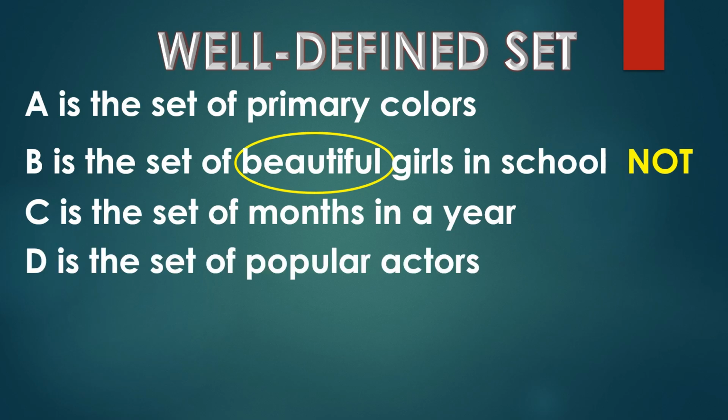D is the set of popular actors. This is not well defined. There are actors who are popular in your country, but they are not known internationally.